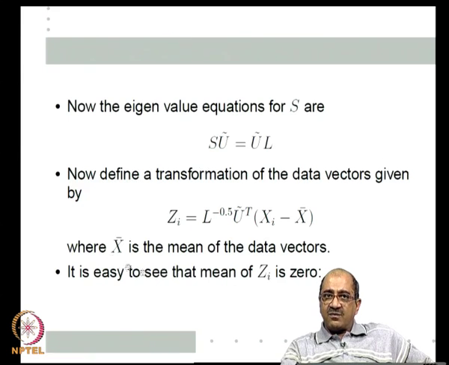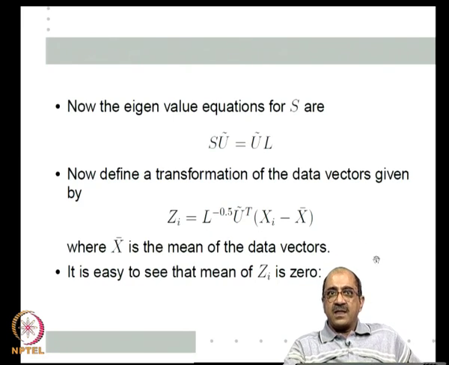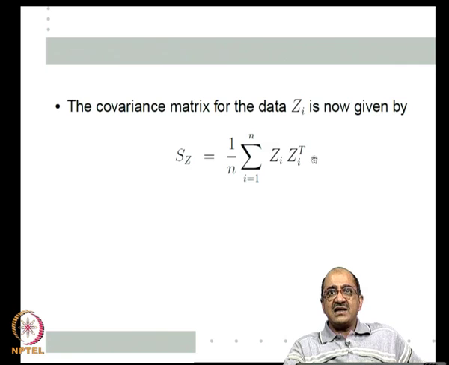We are asking what is the covariance matrix of z_i. We want z_i's covariance matrix to be the identity matrix, so that not only does each z_i have unit variance, z_i and z_j are uncorrelated. Let us calculate the covariance matrix of z_i. What is the covariance matrix of z_i? It is the average of z_i z_i transpose, because z_i is 0 mean.